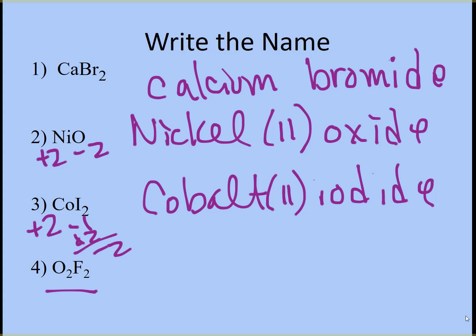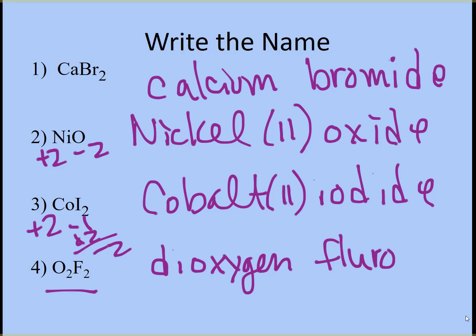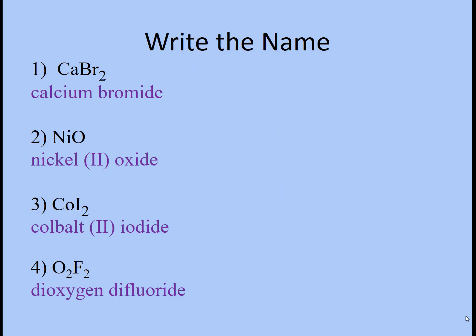This one is, look, no metals. So I don't use oxidation numbers. I use prefixes to say how many there are. So dioxygen, oxygen's first, so you just write the name out. You don't do the ide. Only the second one is ide. Fluoride. Oh, I'm spelling it right. I might have messed up that last one. It is a difluoride. I think I goofed and didn't put the di.